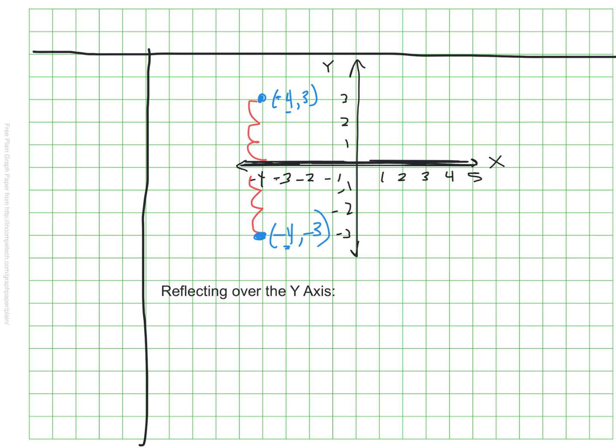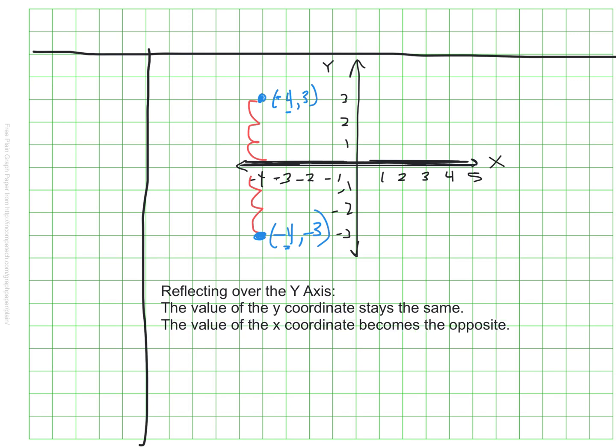First, let's take a look at reflecting over the y-axis. When the y-axis is our mirror, the value of the y-coordinate stays the same. However, on the other hand, the value of the x-coordinate becomes the opposite. We saw this with our example on the previous page, which was that -5, 3 became 5, 3. The x value changed from -5 to its opposite of 5, and our y value remained 3.